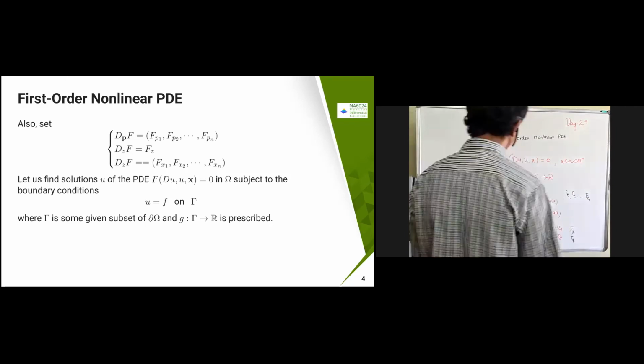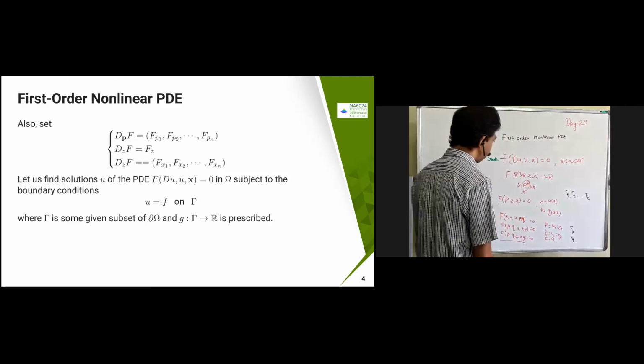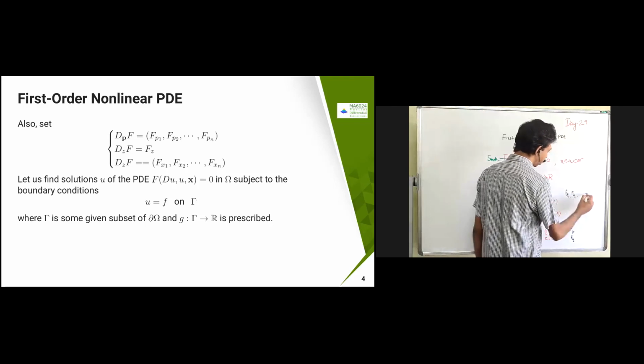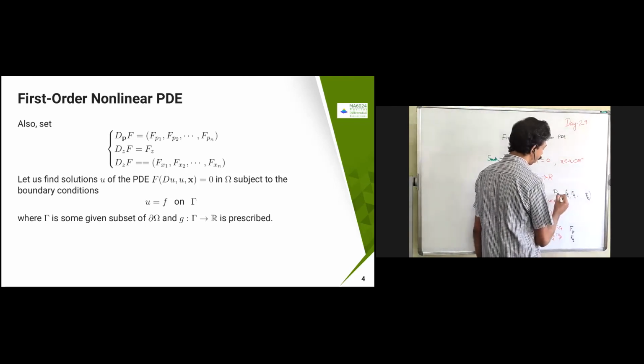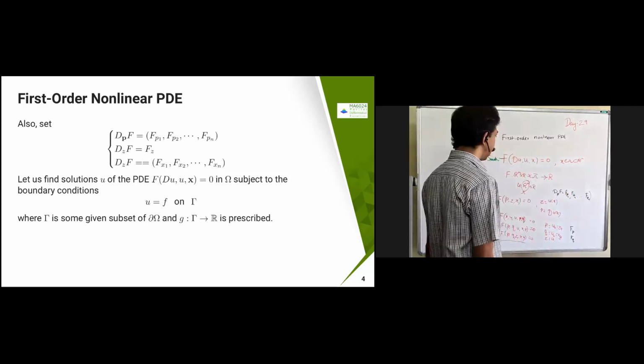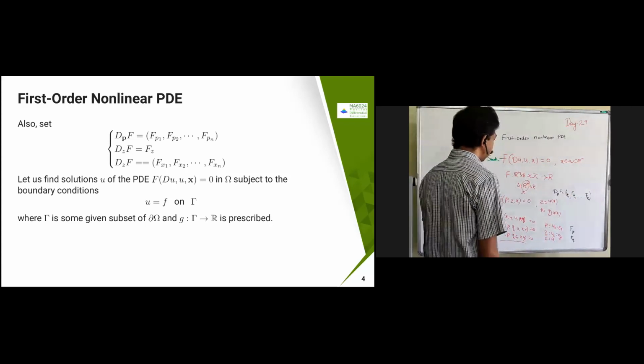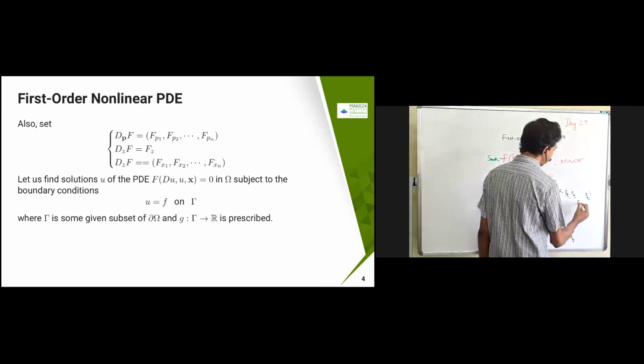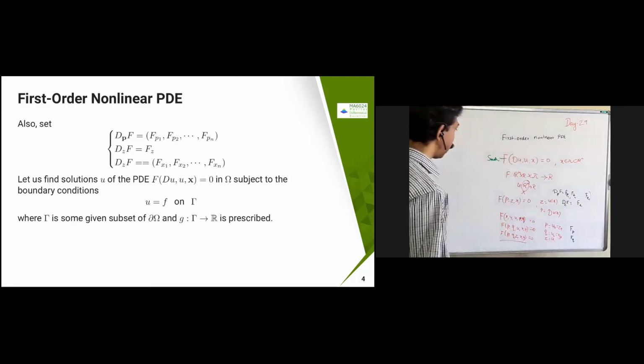Similarly, this is Dp of f. So these two together I call Dp of f, because I have all the variables over here. Similarly, I can define the derivative of f with respect to z, the u variable.